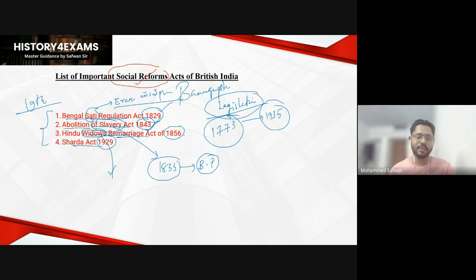And finally, we have the Sharada Act of 1929. Tell me, guys, which topic does the Sharada Act of 1929 deal with? As you know, here Sati, here slavery, here widow remarriage, and finally Sharada. No need to answer who is Sharada, but answer what the purpose of this act was.